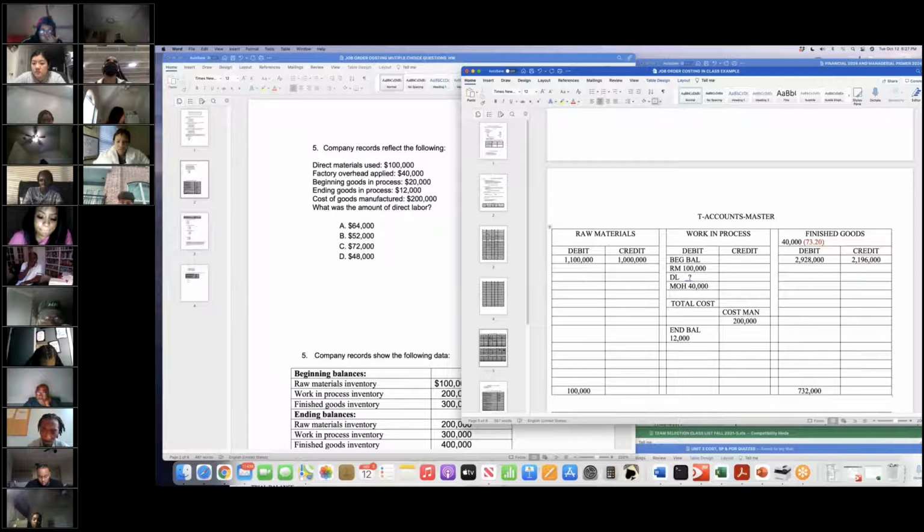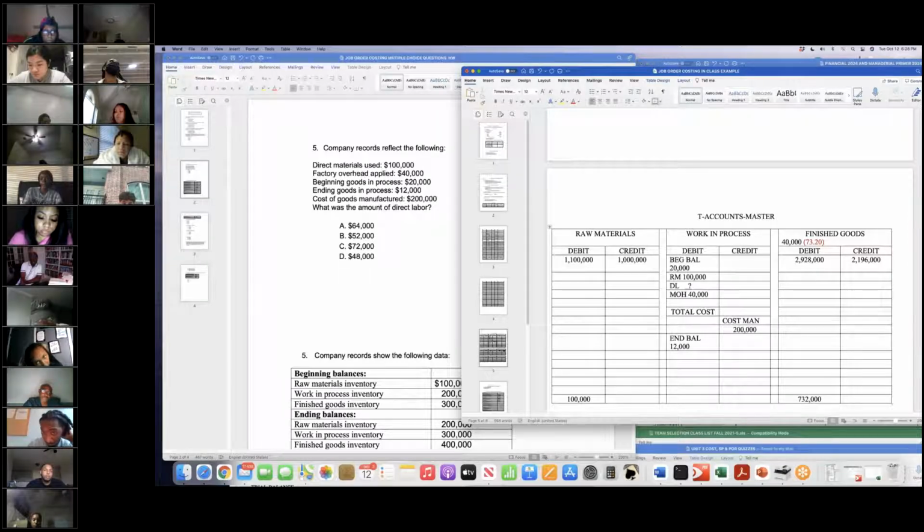So the question is, if you have all of this information, can you calculate the beginning goods in process? Did they have a beginning on it? They did have beginning goods in process. So they did have 20,000. Yes.